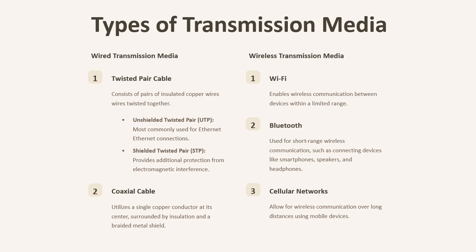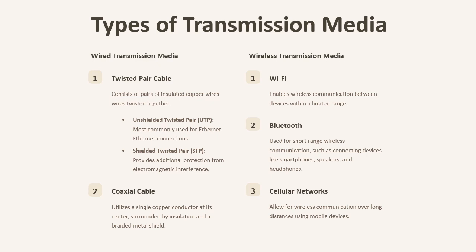Now let us see types of transmission media. Wired transmission media and wireless transmission media. Let us see wired transmission media. Twisted pair cable consists of pairs of insulated copper wires twisted together. Unshielded twisted pair is most commonly used for Ethernet connections. Shielded twisted pair provides additional protection from electromagnetic interference. Coaxial cable utilizes a single copper conductor at its center, surrounded by insulation and a braided metal shield.